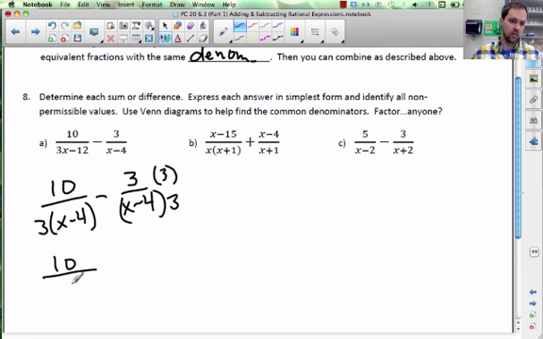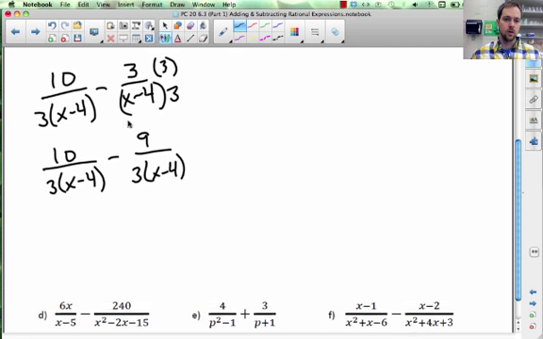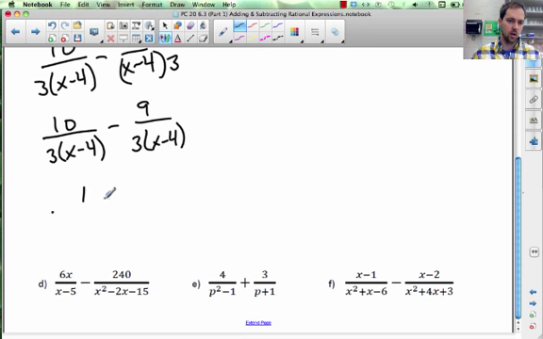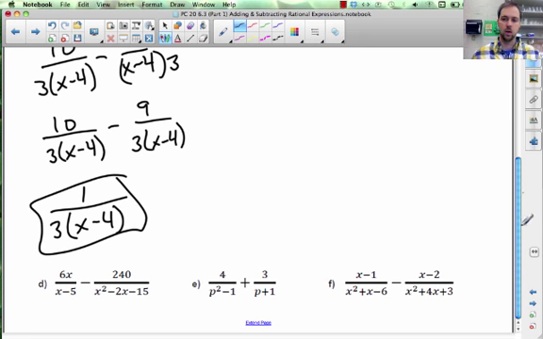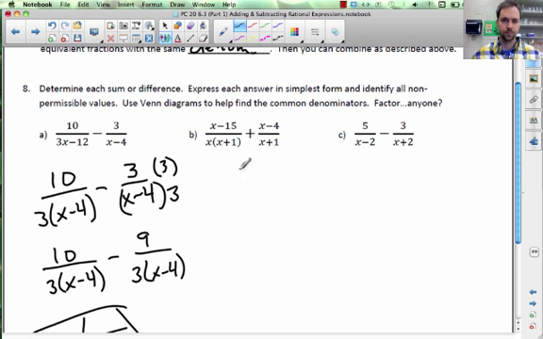And we can rewrite this as 10 over 3 times x minus 4 minus 9 over 3 times x minus 4. And then we can combine and simplify. So 10 minus 9 gives you 1. And your denominator stays the same as 3 times x minus 4. Nothing else we can do here. We're done.